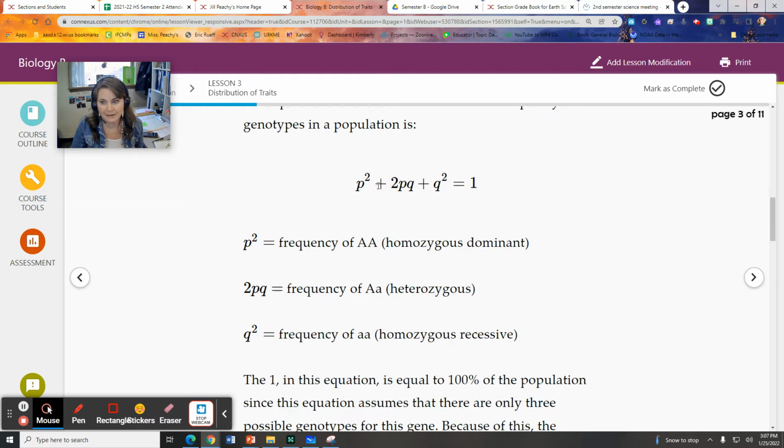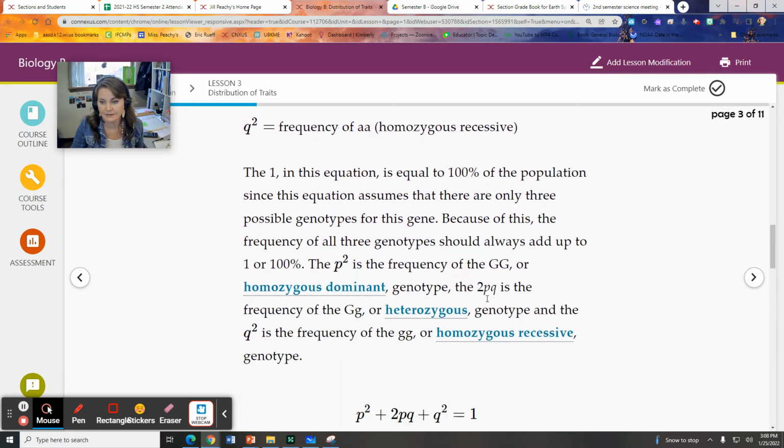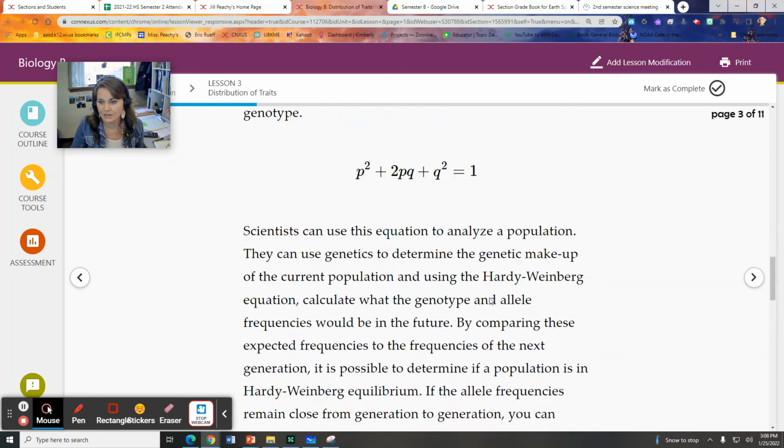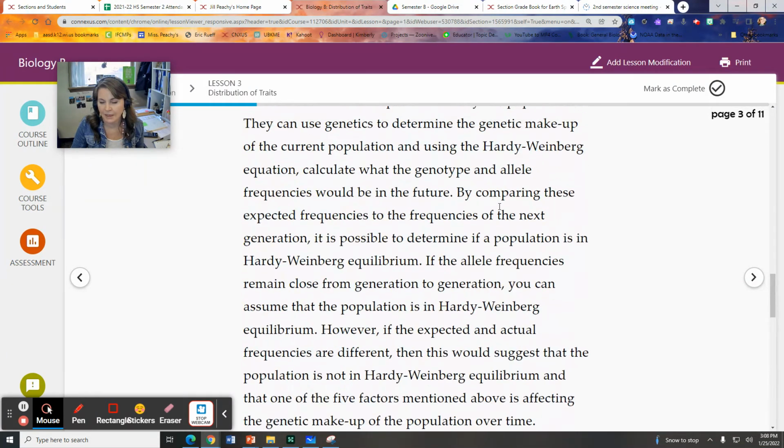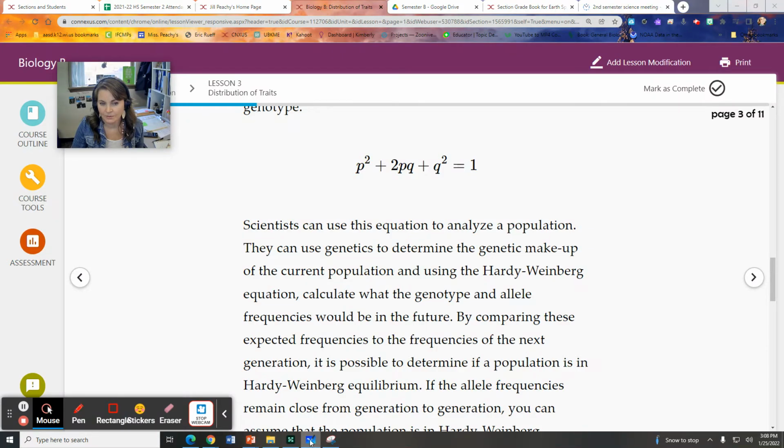Here p is considered our dominant allele, q is considered the recessive allele, and in the equation p squared is the frequency of homozygous dominant, q squared is the frequency of homozygous recessive, and 2pq is the frequency of heterozygous. The other thing, which I don't see in here, I'm going to share with you.